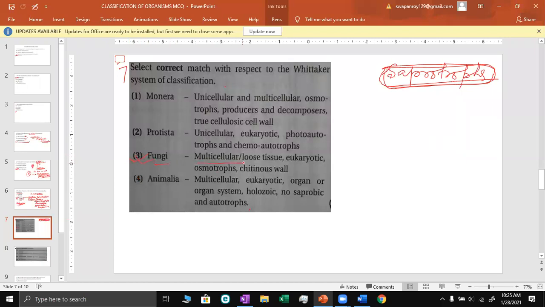The fungi, it is multicellular and loose tissue. They don't have a much evolved tissue system. There is no differentiation. It is all eukaryotic, and they are osmotrophs, and a chitinous cell wall is there. In the Monera, where is the problem? Unicellular, multicellular, that is true. Osmotrophs in Monera, autotrophs as well as heterotrophs are there. Producer, decomposer is correct, but here it is written only osmotrophs. True cellulosic cell wall has a problem, because in the Monera there are bacteria whose cell wall is slightly different from the eukaryotic plant cell wall.